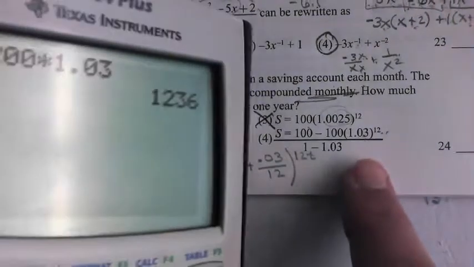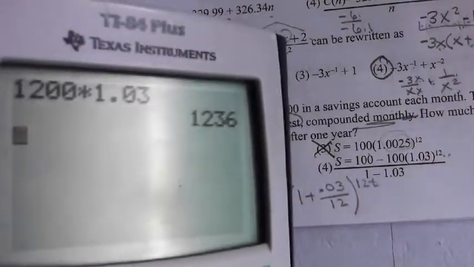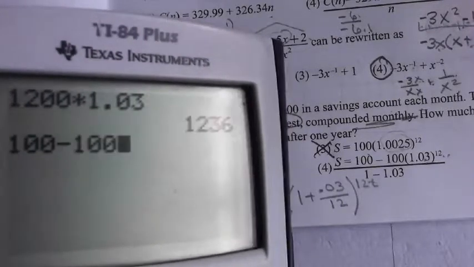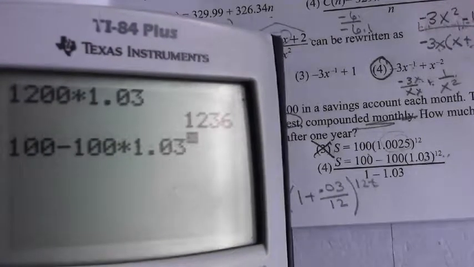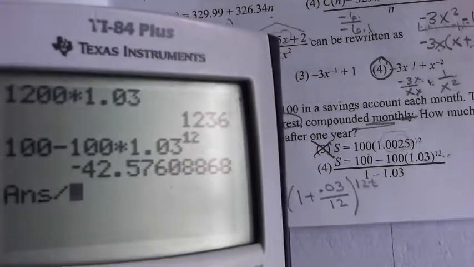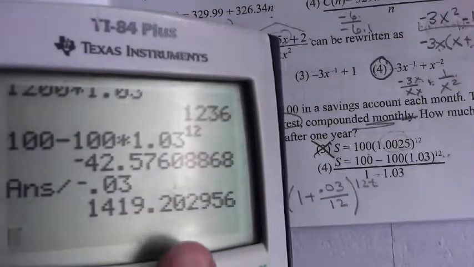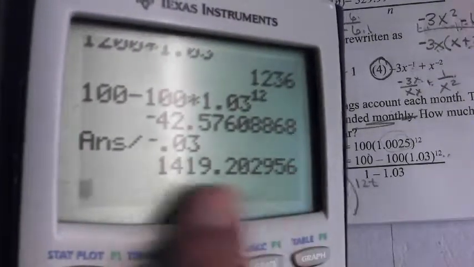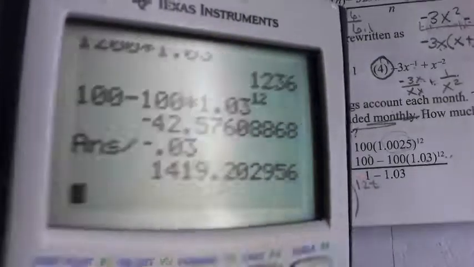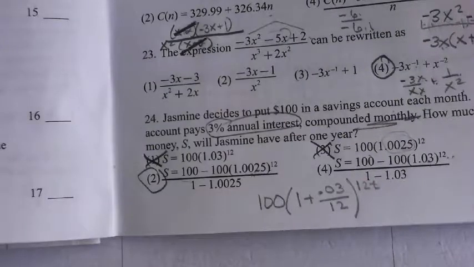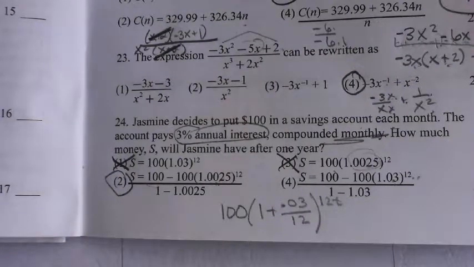My guess is this one's going to be way too high. Like if I do 100 minus 100 times 1.03 to the 12 and divide it by negative 0.03, that's a little bit high because that person made 3%. Yeah, Nate? No. Nope, good call. I wonder if the actual test was like that or if that's just the way it translated to this green book, but no.